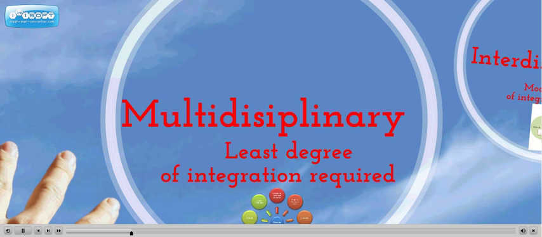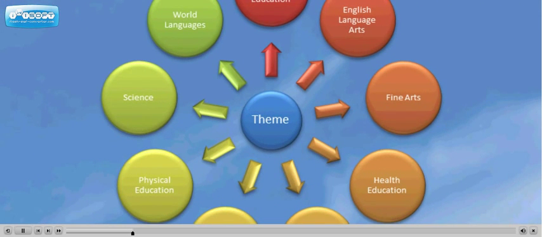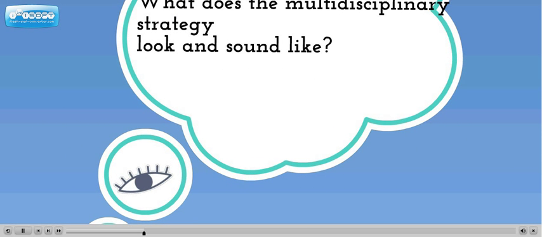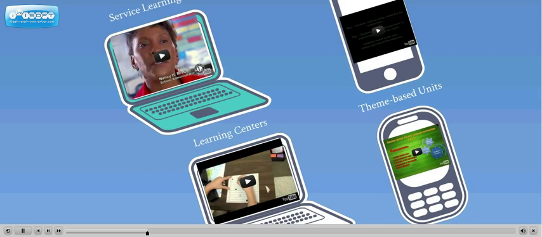We will begin our in-depth exploration by looking closely at the multidisciplinary strategy. The multidisciplinary strategy focuses mainly on the disciplines. Teachers organize standards from the disciplines around a theme. There are 5 subcategories that fall under the multidisciplinary strategy. The first sub-strategy is called intradisciplinary and requires the least degree of integration. An example of intradisciplinary integration is when a teacher integrates reading, writing, and oral communication skills in language arts.